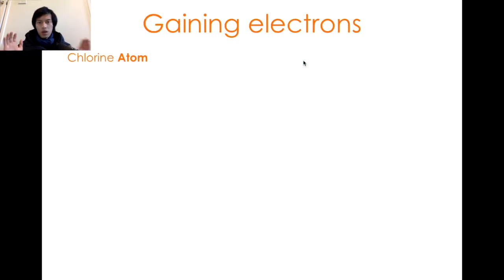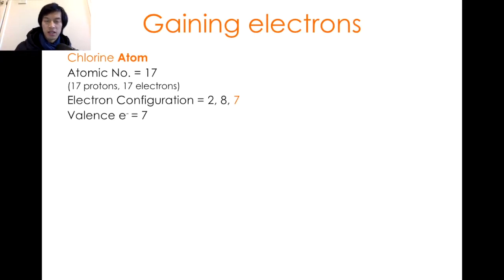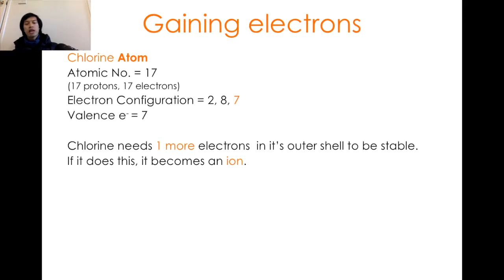Okay, now if we look at the other end of the spectrum and we look at another atom, for example, like chlorine. Chlorine is an example of an atom that wants to gain electrons. If you look for chlorine in your periodic table, its atomic number, the first number you should be referring to, would be 17. Based on that, number of protons, also 17, number of electrons, 17, and the electron configuration, following the octet rule, would be 2, 8, and then 7 in its outer shell, making 7 its valence electron number.